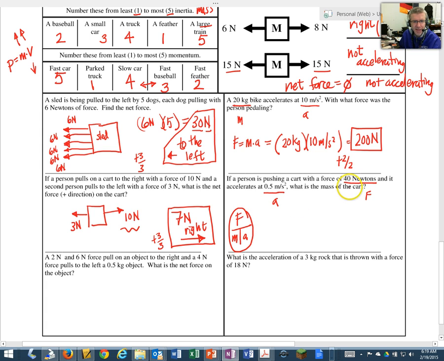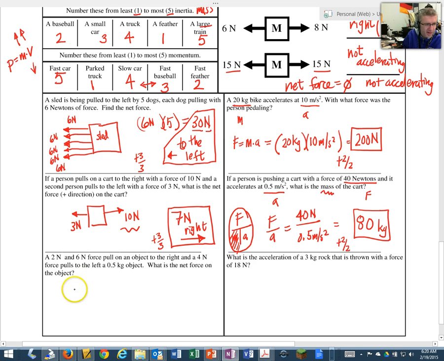The question is asking about the mass of the cart. So I cross out mass. What do I have left? I have force over acceleration. F over A is 40 newtons, so I said that was the force right there, divided by 0.5 meters per second squared. That's going to be 80 units for mass. Kilograms. Don't need a direction for kilograms. Plus 2 out of 2.